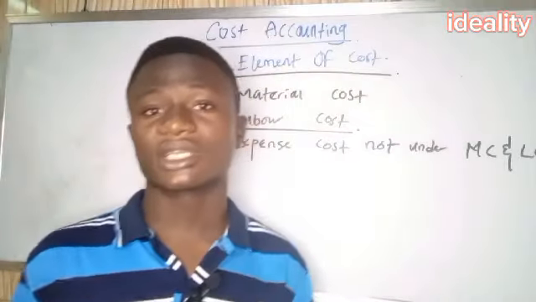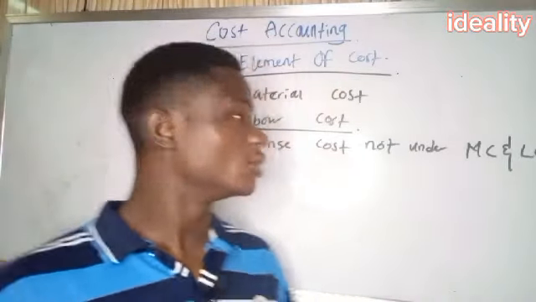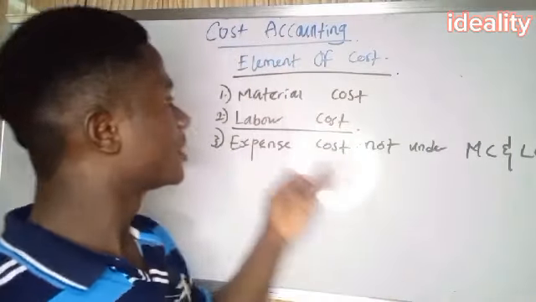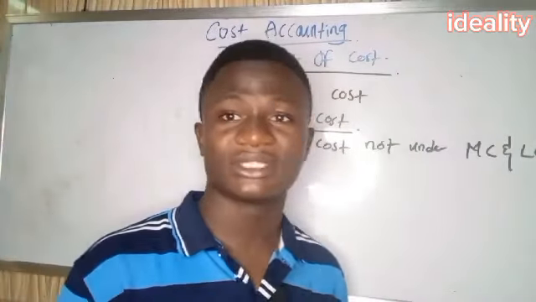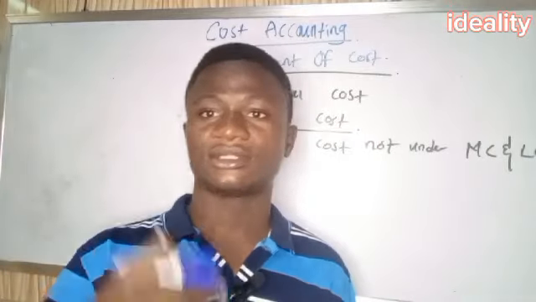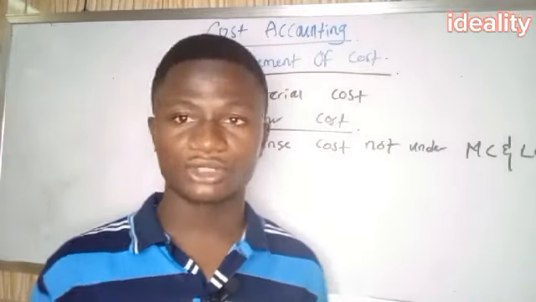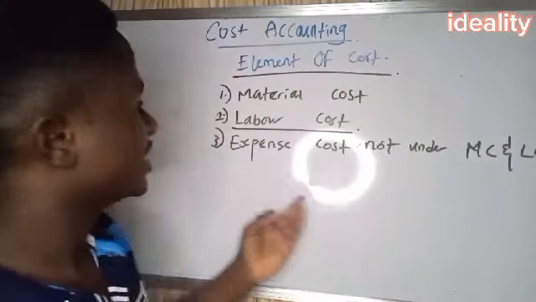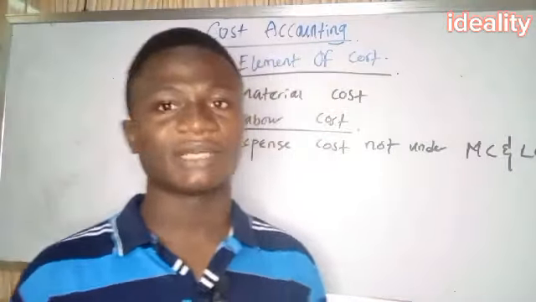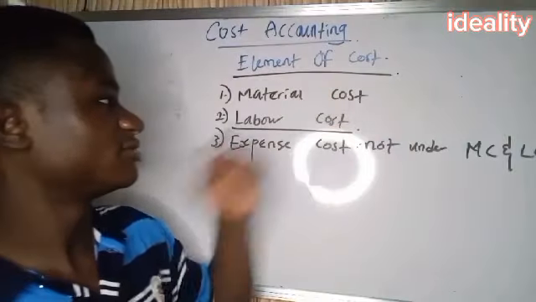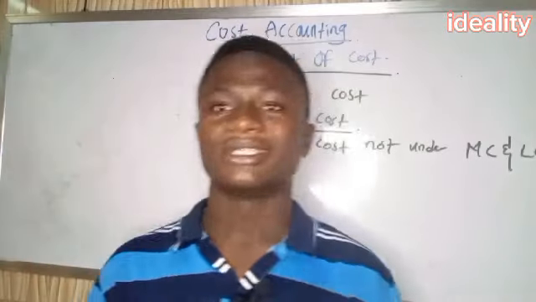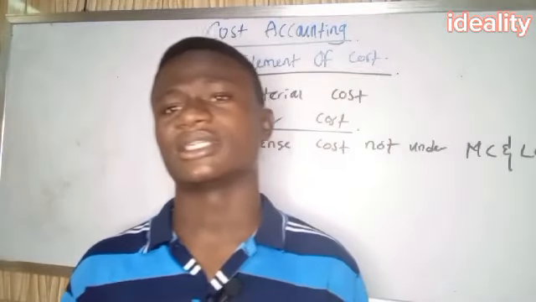So when you want to calculate the cost of a business organization, you add their material cost, that means the cost of their raw materials, to their labor cost, that means the cost at which they pay the workers' salaries, their remuneration, their tips, their bonuses and everything, and the expense costs, that means a cost that we cannot find under material cost and labor costs. All these three things make up the cost of a business organization.